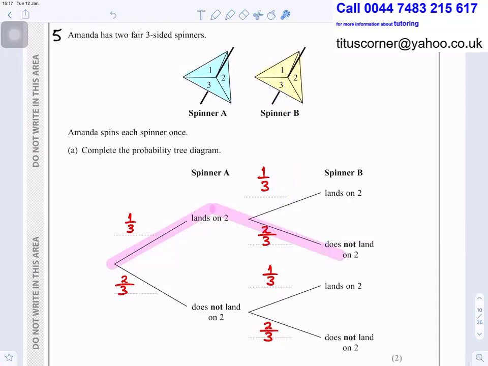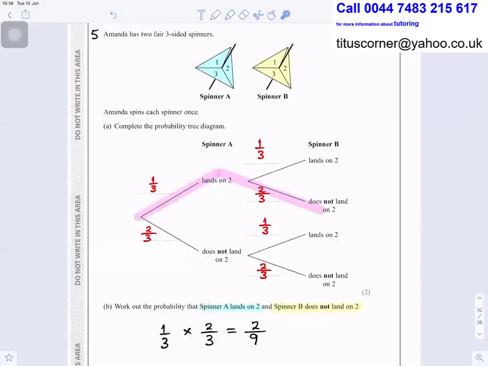And when it does not land on 2, you go to spinner B. The probability that it lands on 2 is 1 out of 3, which stays the same. The probability that it does not land on 2 is 2 out of 3. And that's how you complete that probability tree diagram.